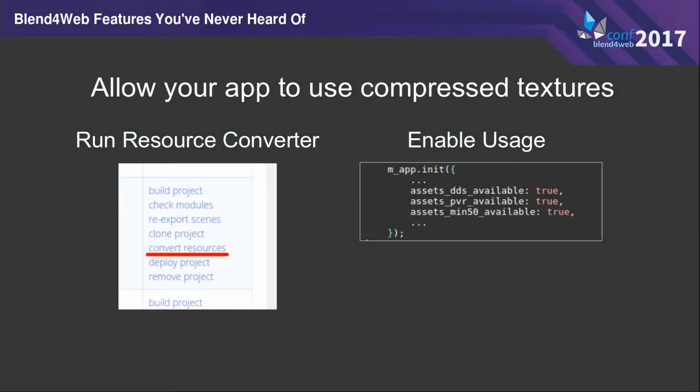Then we just need to select several flags inside our application during initialization. You just need to use assets DDS available and assets PVR available, and maybe assets min50 available, which are just smaller versions of your textures. This will give a great increase in the performance of the application.